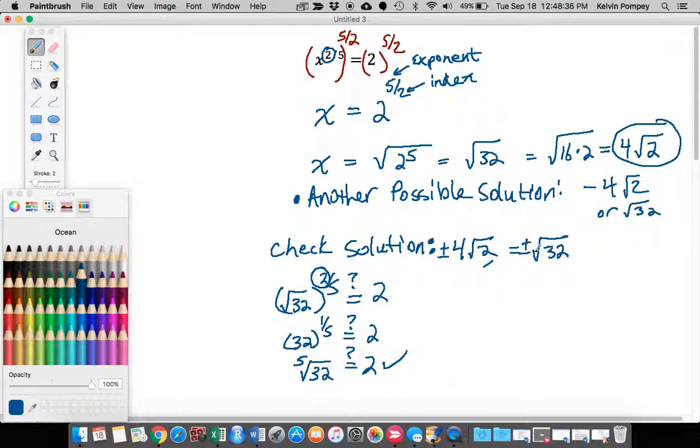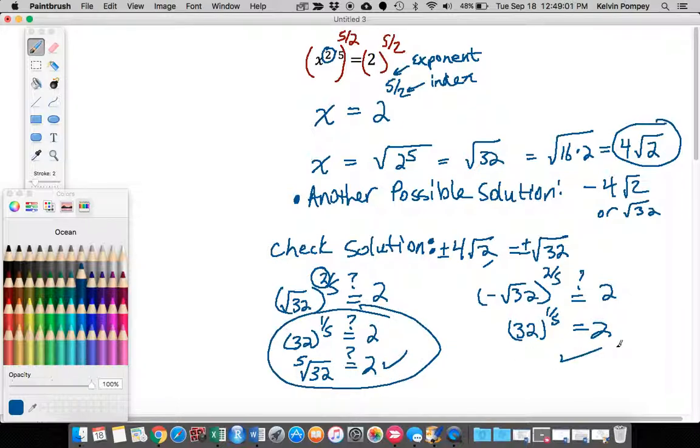All right, I'm going to do the same thing for negative square root of 32. So I'm going to put negative square root of 32 in there, raise it to the 2/5 power, and see if that equals 2, right? That's the question I want to answer. Well, if you notice, when I square this negative, it becomes positive, and when I square this square root, it becomes a 32, right? So this is still going to be a positive 32 to the 1/5 power equals 2, and this is basically what we did over here, so I know that checks out as well.